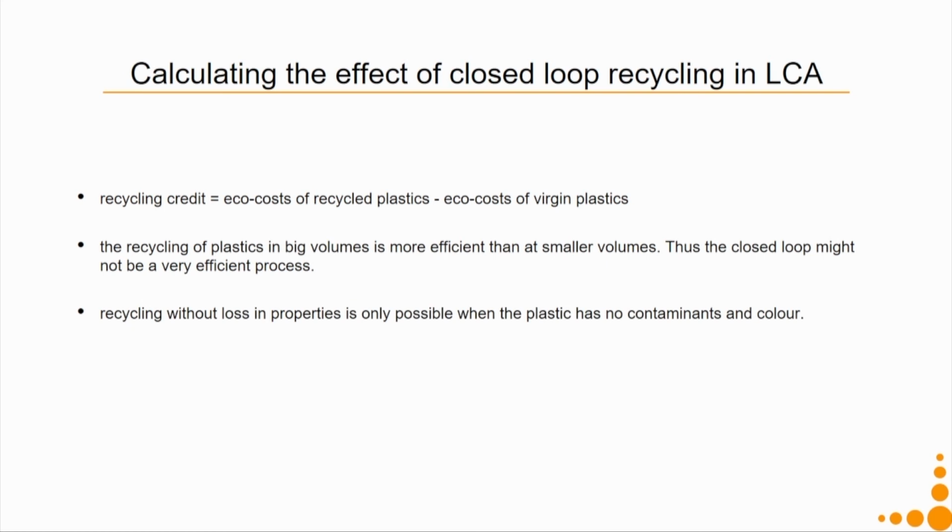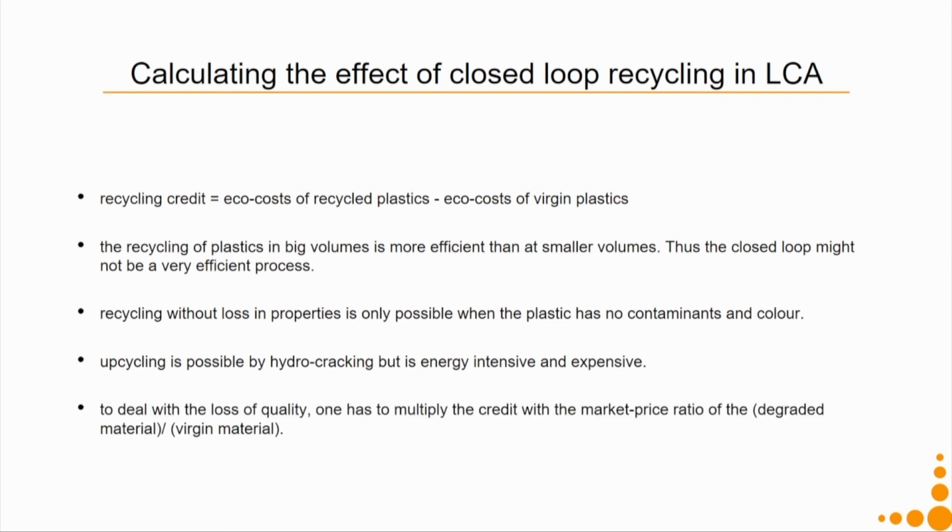Recycling without loss in properties is only possible when the plastic has no contaminants and color. In case it has, then it goes for downcycling. Upcycling is possible by something called hydrocracking, which is very energy intensive and expensive. To deal with the loss of quality, one has to multiply the credit with the market price ratio of the degraded material or virgin material.